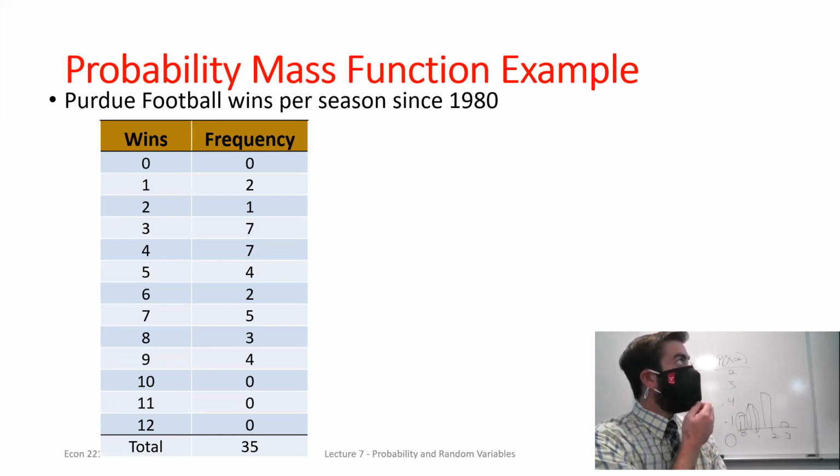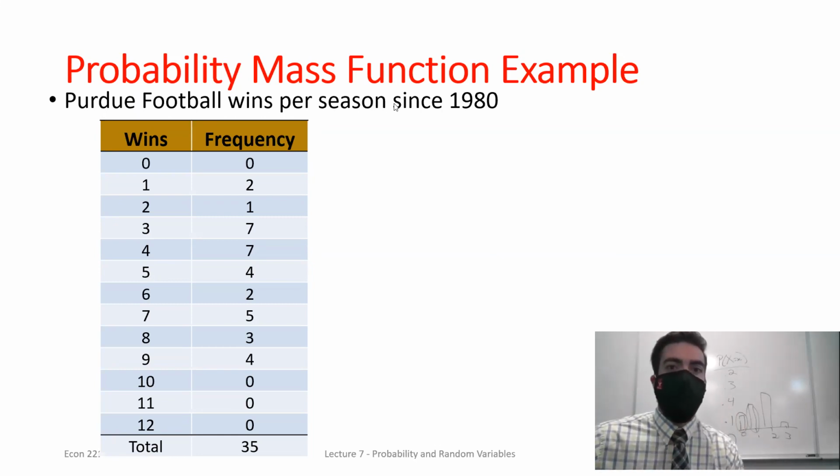So I grabbed a bunch of their data on the number of wins per season. I then counted up the number of seasons they had 0 wins, number of seasons they had 1 win, et cetera. Well, I now have frequencies, right? I have different possible outcomes. If they were playing next year, I would see them win either 0, 1, 2, 3, 4, all the way up to 12. One of these is going to be the outcome, right?